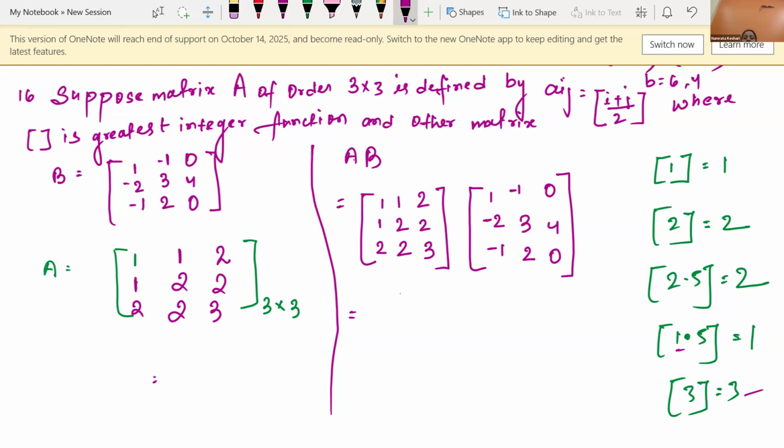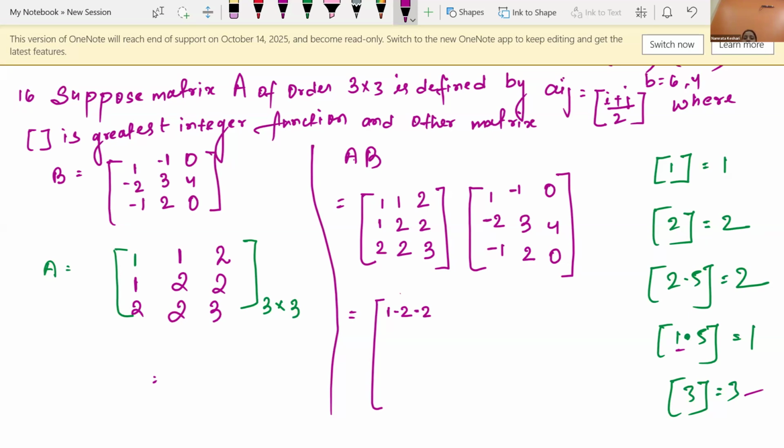We'll be doing the multiplication row to column. So 1 into 1 is 1. 1 into minus 2 is minus 2. And 2 into minus 1 is minus 2. Clear? Yes. Okay, then first row with the second column.